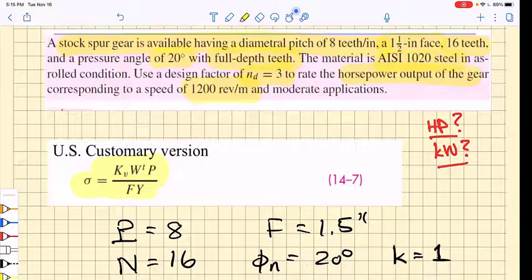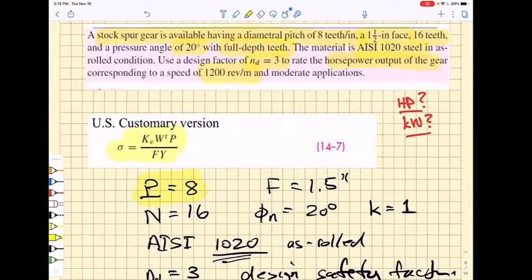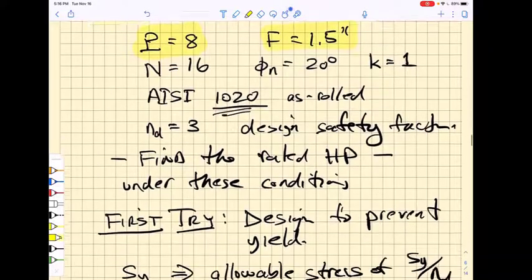So that means that we need to know the diametral pitch. Well, we already have that. It is 8. We need to know the face width, F. We know that's 1.5 inches. And we have to make some other calculations because we are going to need the tangential loads, and we have to calculate pitch line velocities to do the velocity correction. So we want to find the rated horsepower.